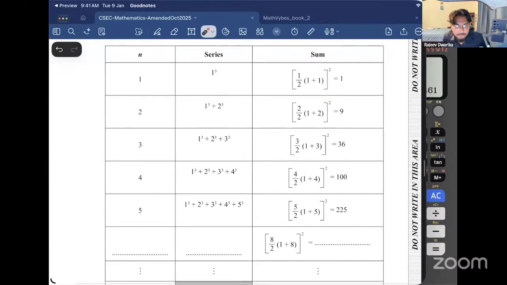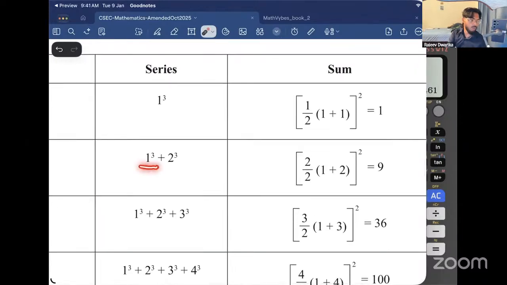All right, so here. When n is 1, so n just represents the number, right? When the number is 1, the series is 1 cube, and the sum is a half 1 plus 1, all squared, and that's 1. Understand? Okay, when the number is 2, the series is now 1 cube plus 2 cube. And to find the sum, we could also do this. So instead of adding this like a caveman, you could use this formula, plug in the number, and then give you the result. Let's verify it though.